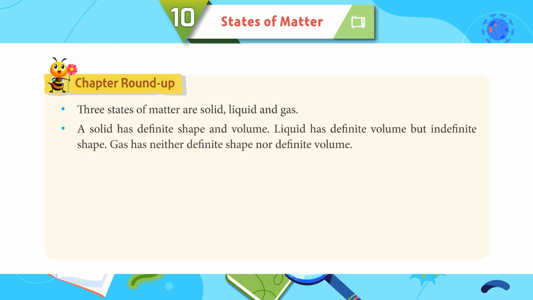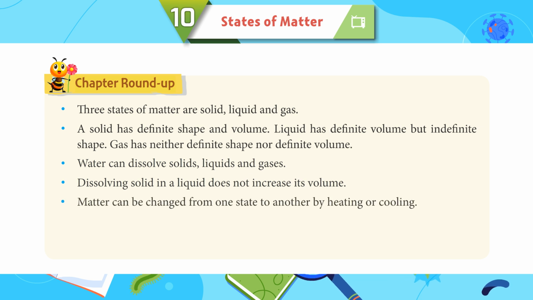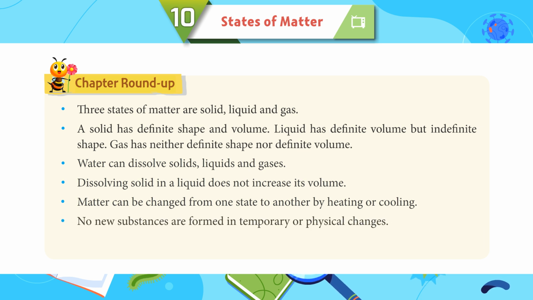A solid has definite shape and volume. Liquid has definite volume but indefinite shape. Gas has neither definite shape nor definite volume. Water can dissolve solids, liquids, and gases. Dissolving solid in a liquid does not increase its volume. Matter can be changed from one state to another by heating or cooling. No new substances are formed in temporary or physical changes. New substances are formed in permanent or chemical changes.